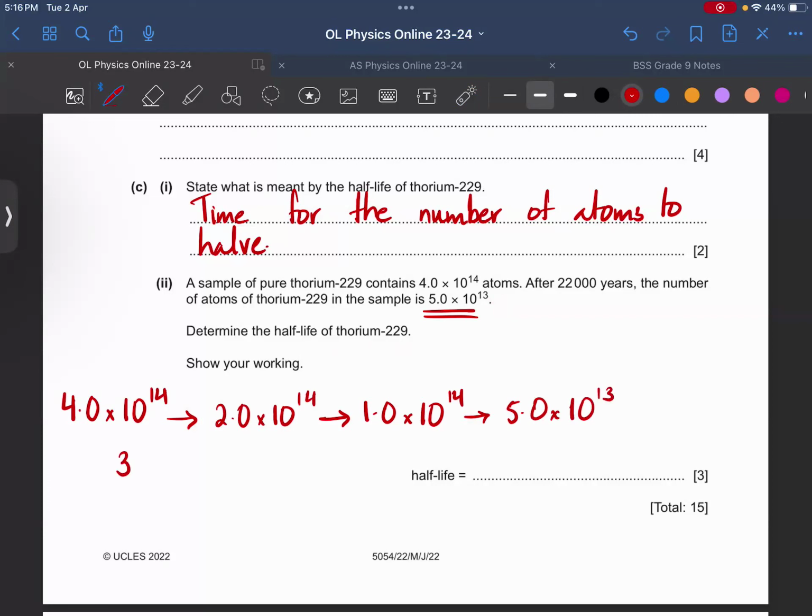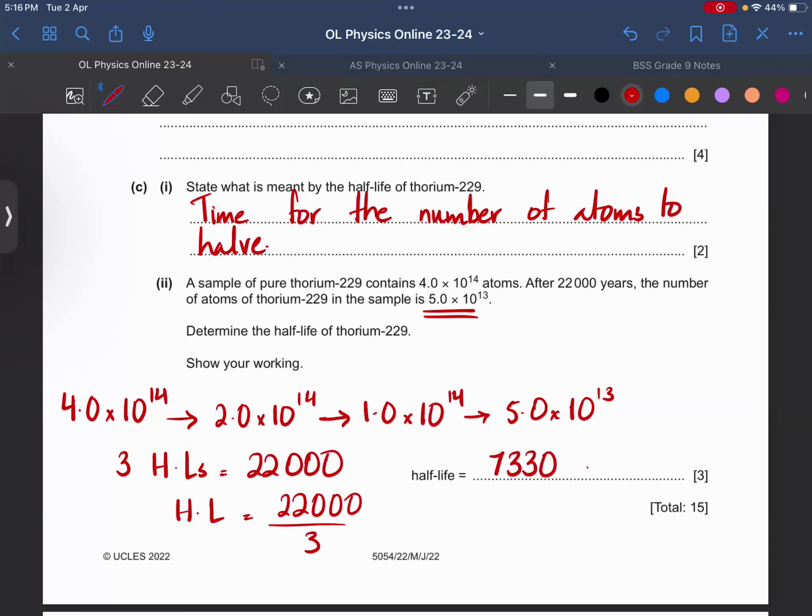So this is 3 half-lives, which is equal to 22,000 years. So one half-life, okay, that's going to be 22,000 over 3. So yeah. So it's going to be 7,333. So 7,330 years, correct to 3SF.